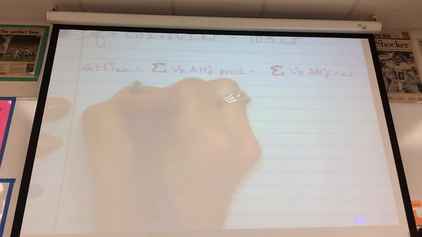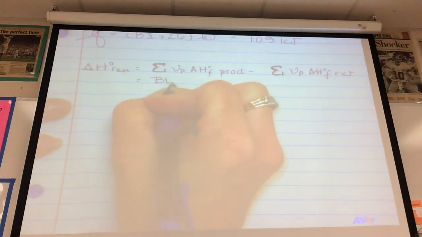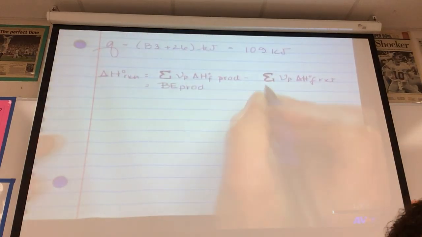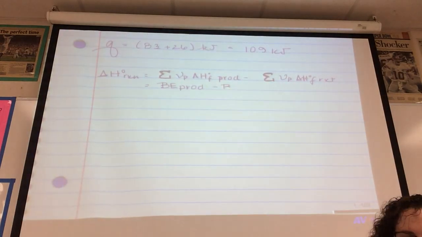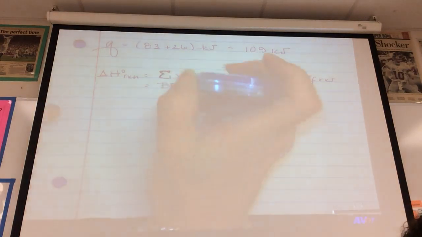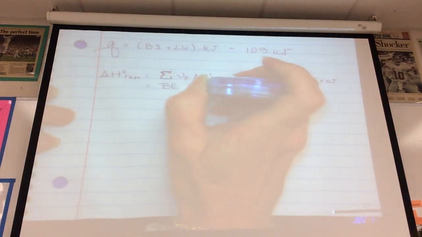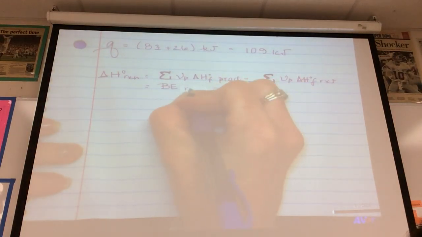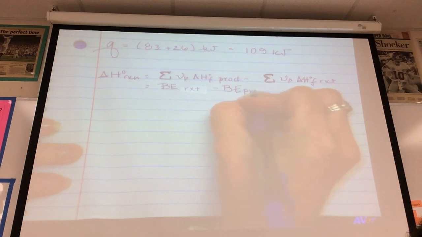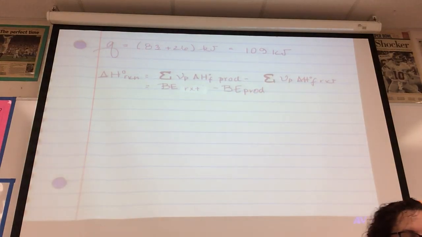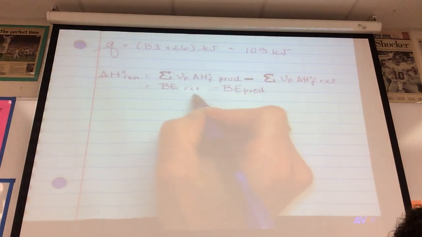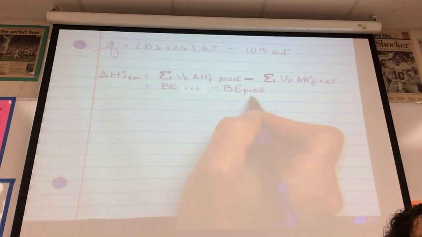The other way you can calculate it is bond energy. When you do bond energy, you have to do what minus what? Reactant minus product. Don't confuse. Almost everything is product minus reactant, but bond energy is the opposite. Reactant minus product.